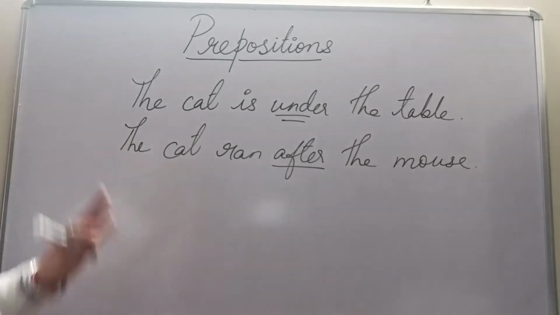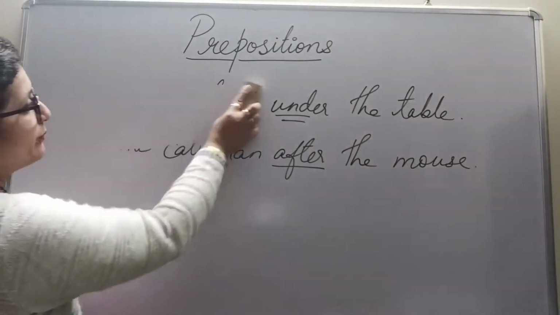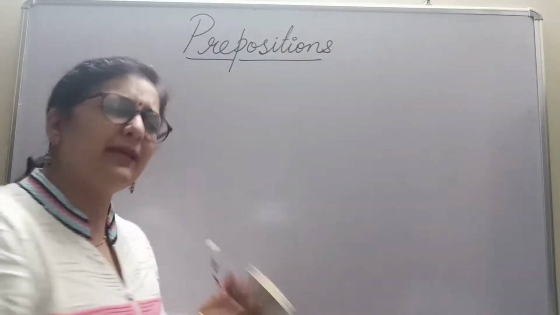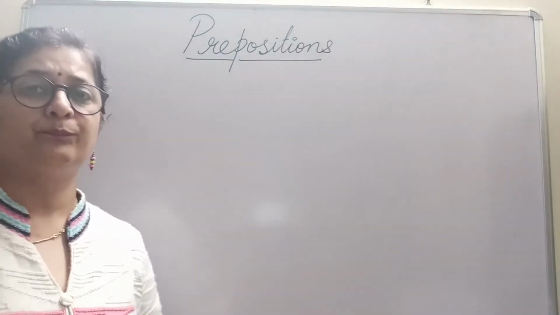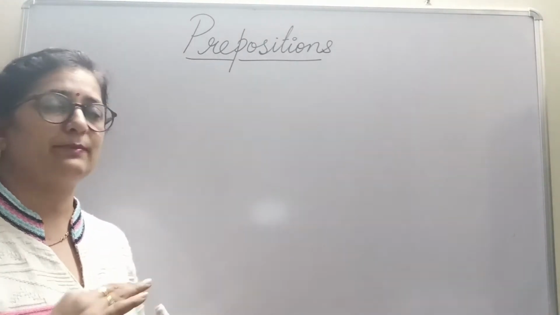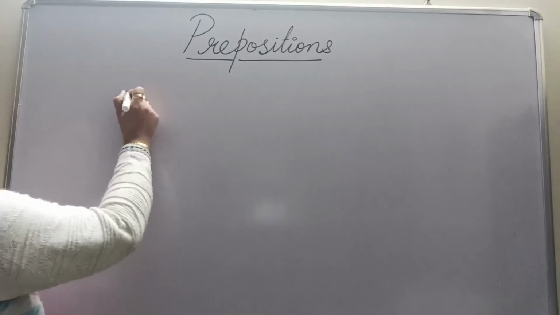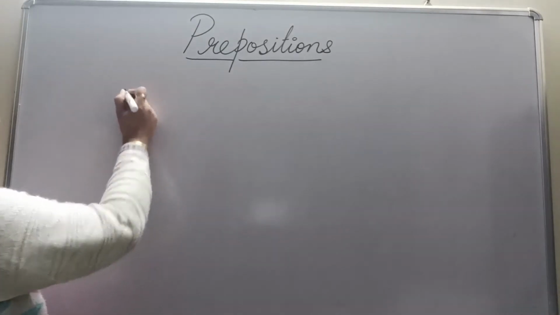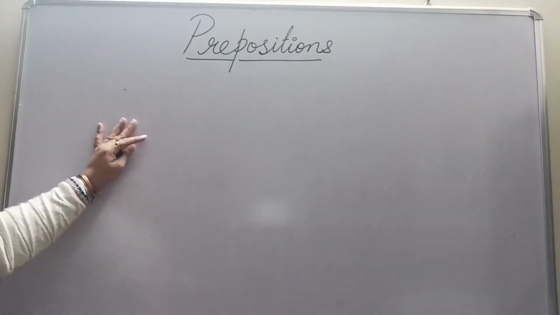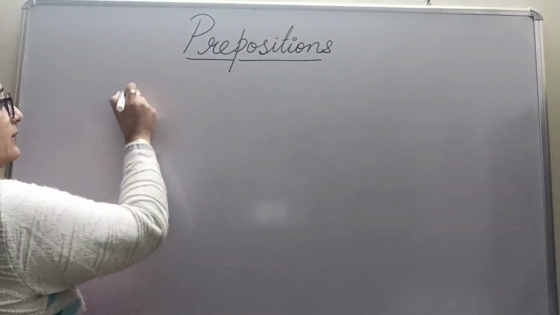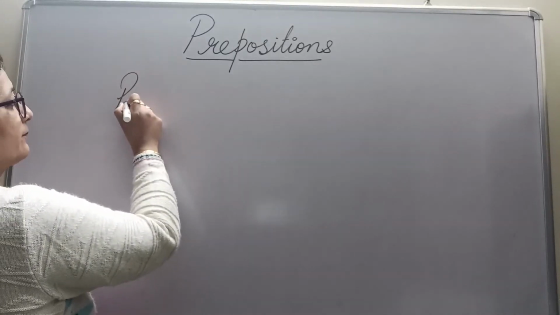Right. Now, categorically, prepositions have been divided under three basic kinds. At your level, I am going to just basically explain the three different kinds of prepositions which are there. First one, I'm going to pick up preposition of time, when something tells us about the time.